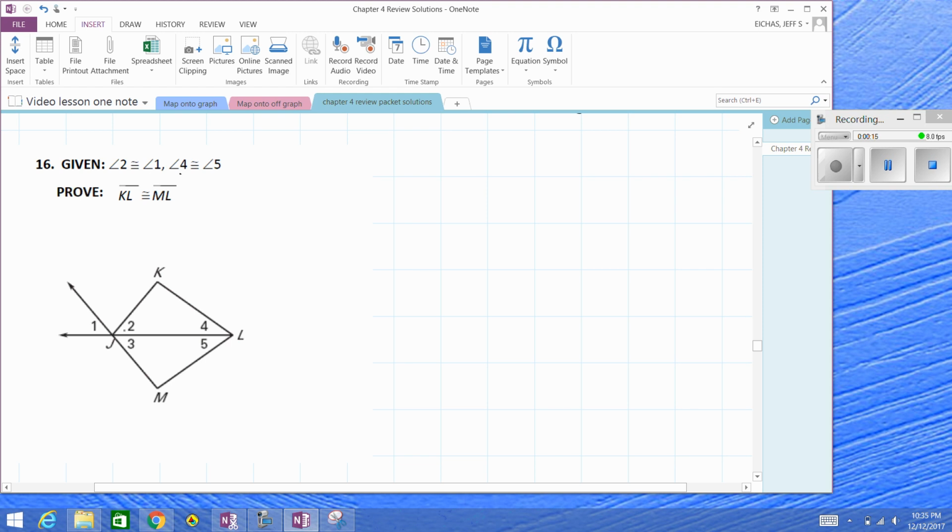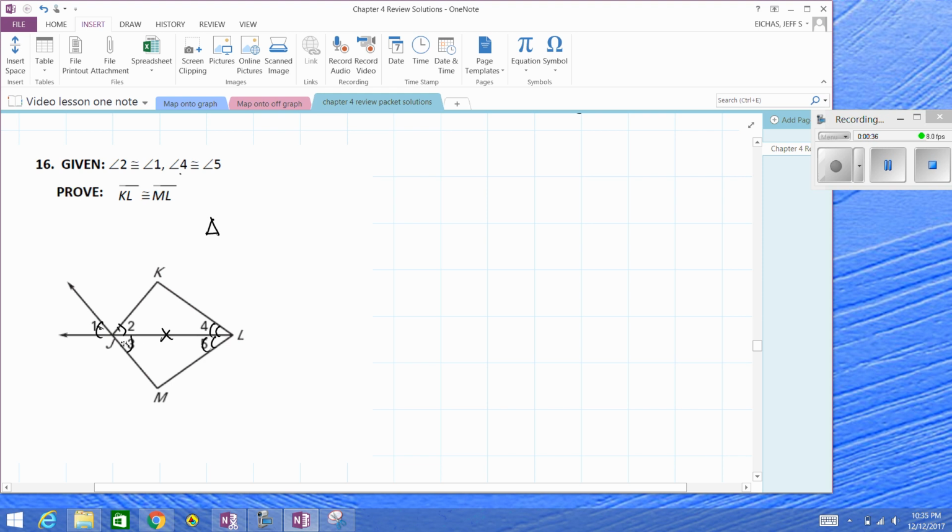So it says angle 1 is congruent to angle 2. Now that's strange because 1's also congruent to angle 3 because of vertical angles. So these two are vertical. And then we're going to eventually get those two the same. Now 4 is the same as 5, and we can use reflexive.